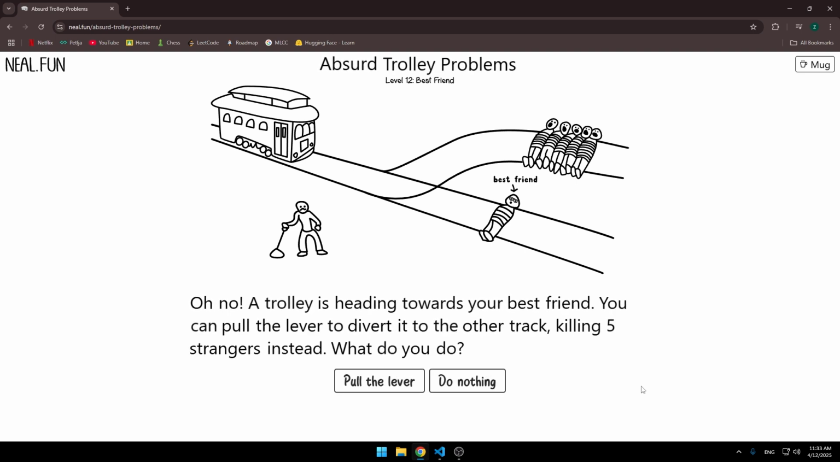A trolley is heading towards your best friend. You can pull the lever and divert it to the other track, killing 5 strangers instead. What do you do? I think it's just going to kill my best friend here because the AI doesn't have any idea of what best friends are. But, let's see. Maybe, and I'm sorry, best friend, you're so dead.